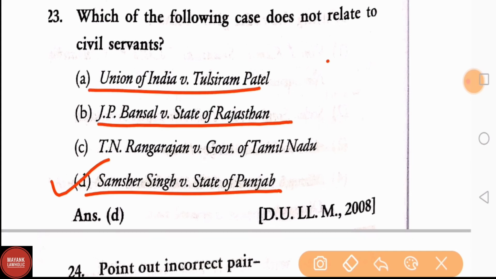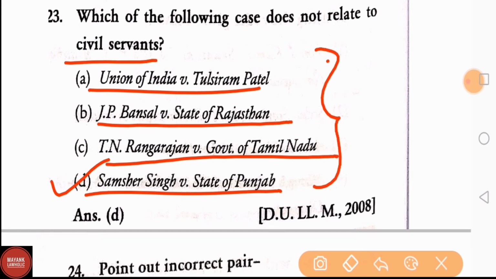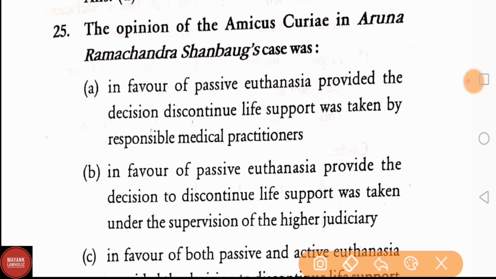Bansal versus State of Rajasthan, T. Rangarajan versus Government of Tamil Nadu deals with the provisions of Article 311 of the civil servants. Question number 25. The opinion of the Amicus Curiae in Aruna Ramachandra Shanbaug's case was A.